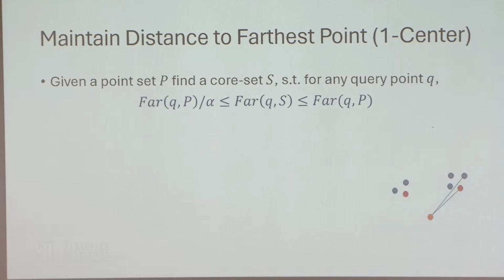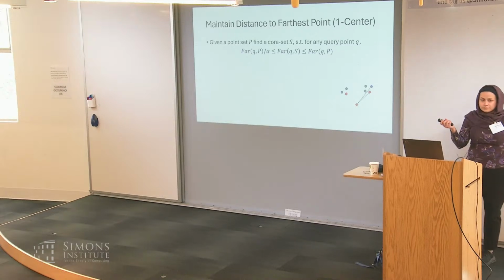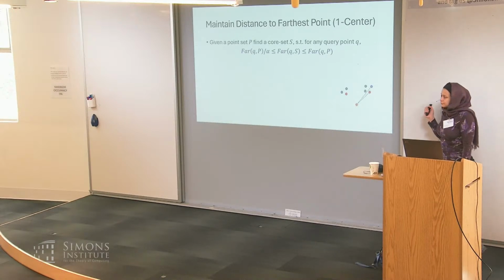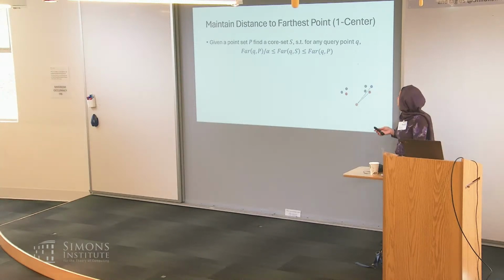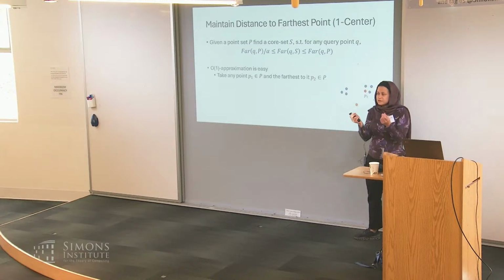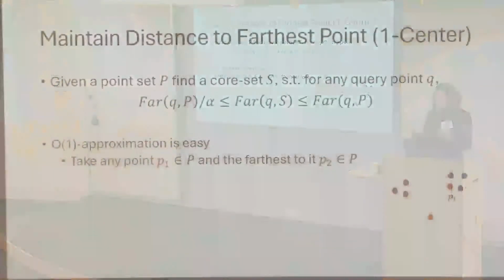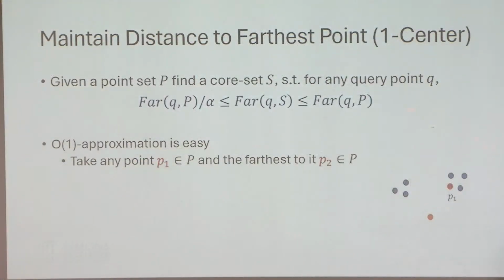So any questions on the definition of the one center problem, or what is a coreset for the one center problem? Okay. So here there's a very simple algorithm that constructs a coreset of only size 2 with a constant factor approximation. So what does it mean? It means that you can reduce the size of the dataset from n down to only 2 while preserving this value for any possible query that could come.